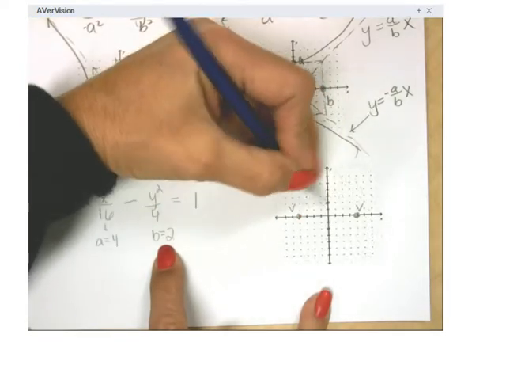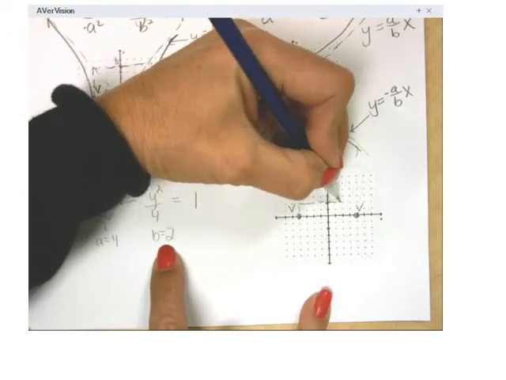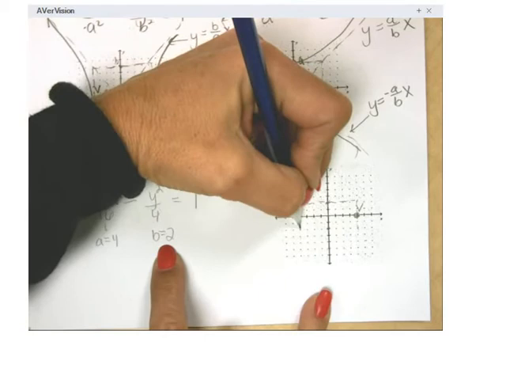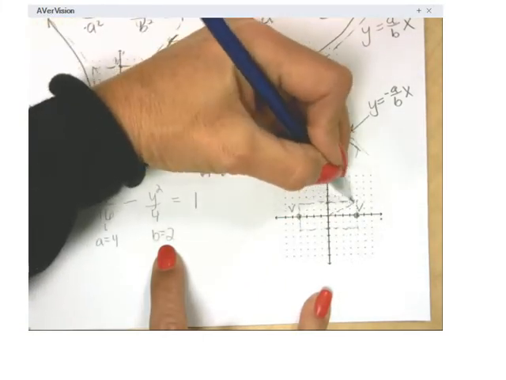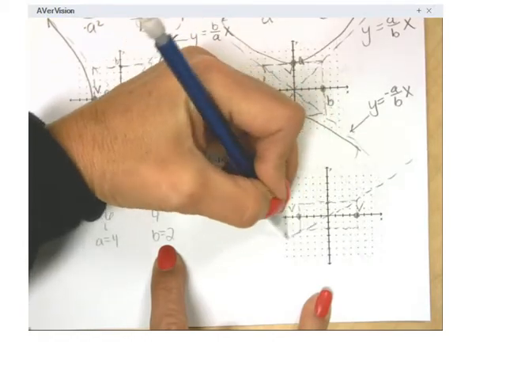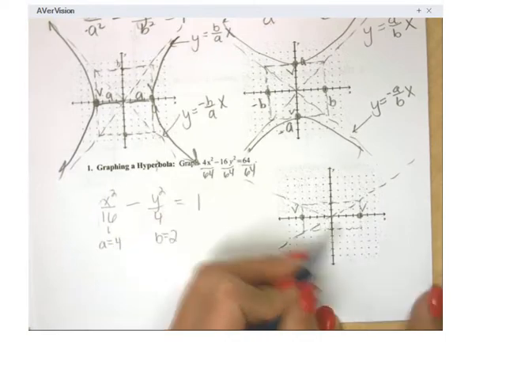Now I'm ready to make the other part of the box. I have to go up 2 units. He's not on the hyperbola, and 2 units down. These are my guidelines to help me make that box so I can make those asymptotes. So, dot them in. Make those diagonals.